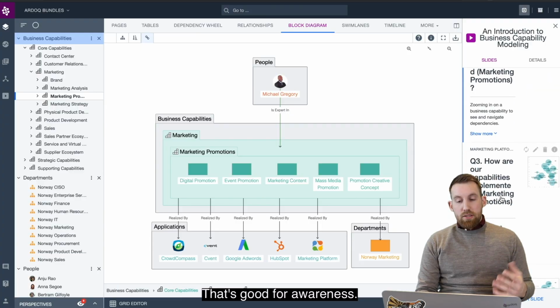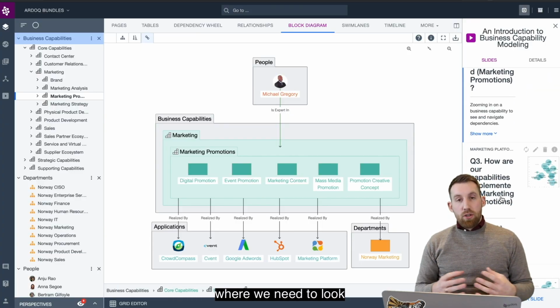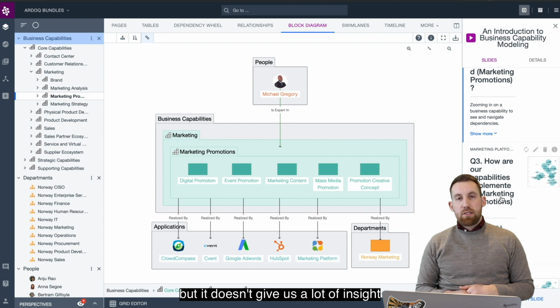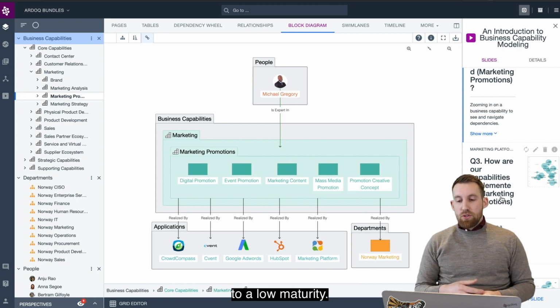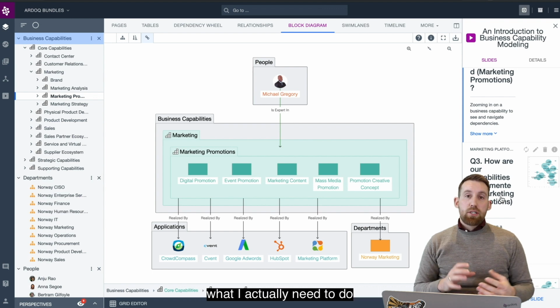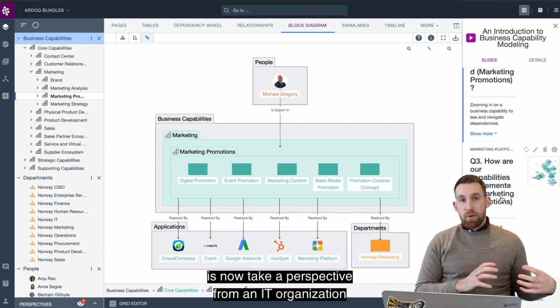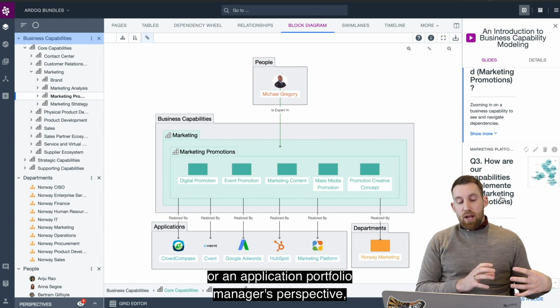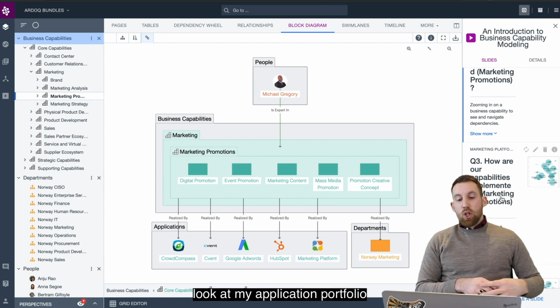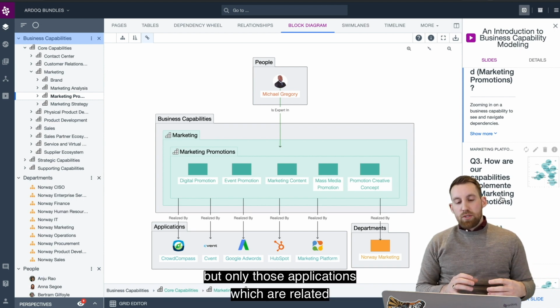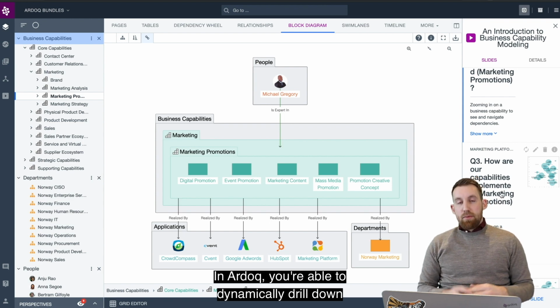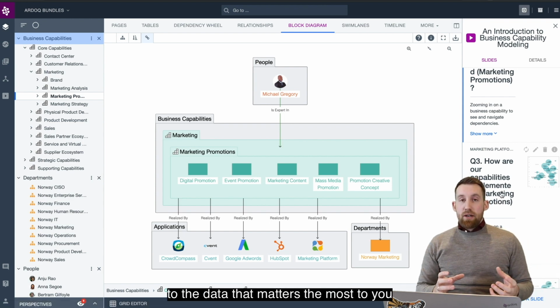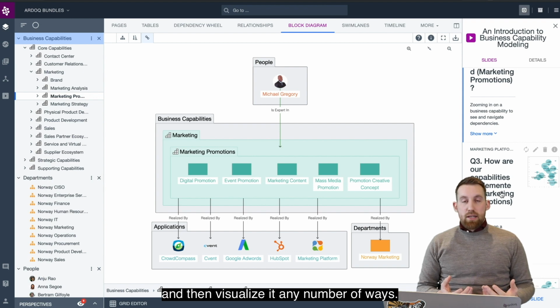That's good for awareness. Now we know what situation we're in, where we need to look, but it doesn't give us a lot of insight into why those applications maybe are contributing to a low maturity. So in order to answer that question, what I actually need to do is now take a perspective from an IT organization or an application portfolio manager's perspective, look at my application portfolio, but only those applications which are related to that capability. In Ardoq, you're able to dynamically drill down to the data that matters most to you, and then visualize it in any number of ways.